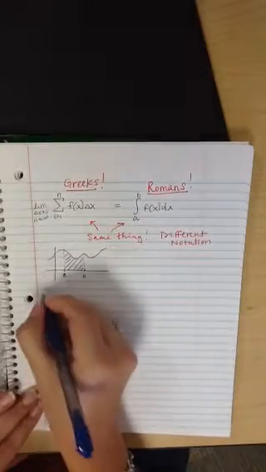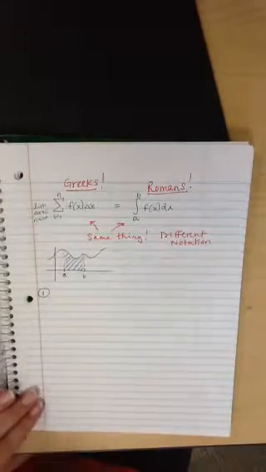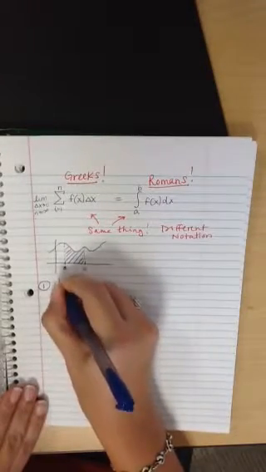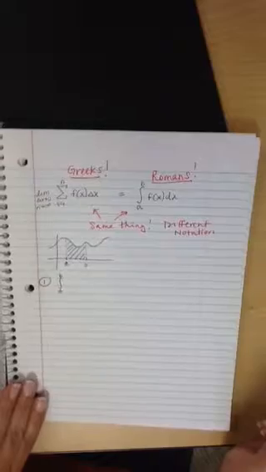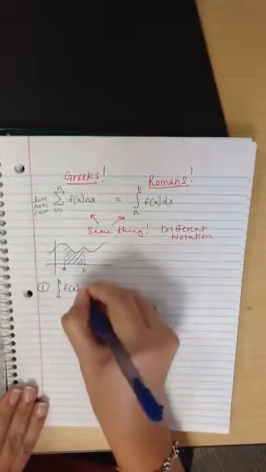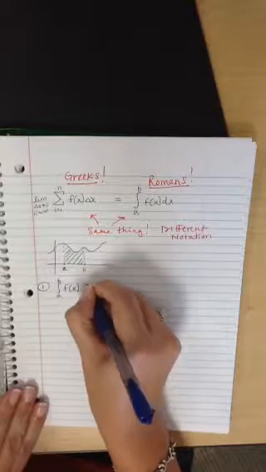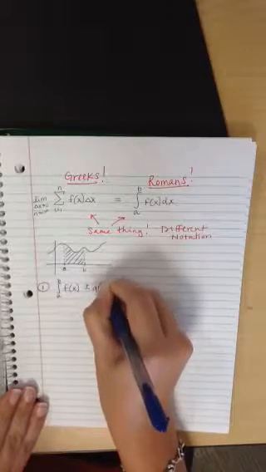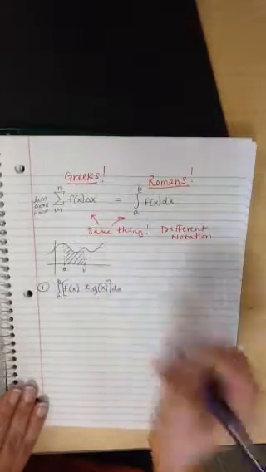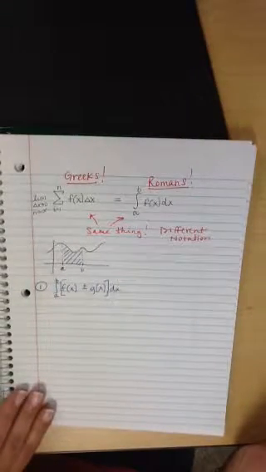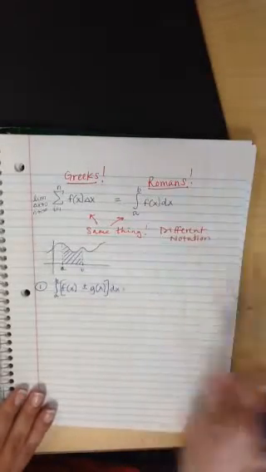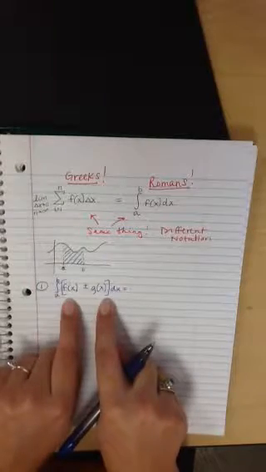So for our first rule, or first property, if I have an integral from A to B of f of x plus or minus g of x, dx here, so that's what we're going to integrate with respect to, so x. This is equivalent, and we've essentially already done this.